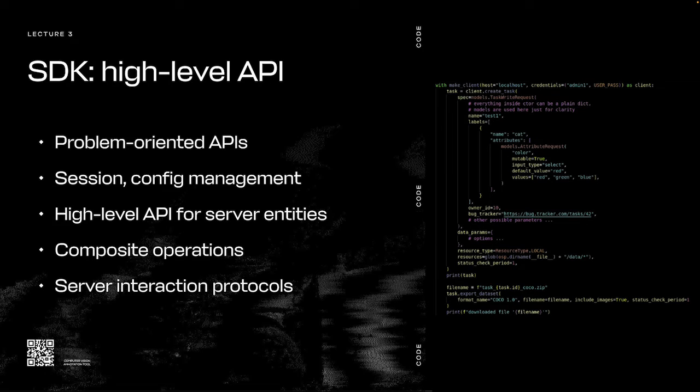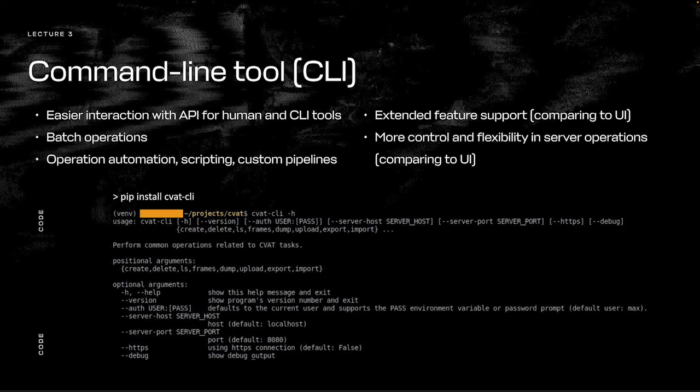The high-level API builds on the low-level wrapper and adds even more powerful functionality, including session management, config management, composite operations, server messaging protocols, and an object-oriented API for interacting with the server objects. In the same spirit as the low-level part, this functionality is included to save you time and spare you from having to write the code yourself. This API also allows you to be more independent of the server API, allowing you to focus on your tasks instead.